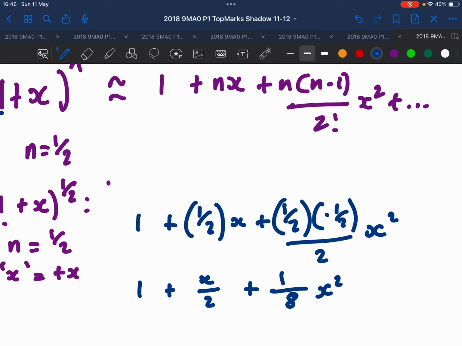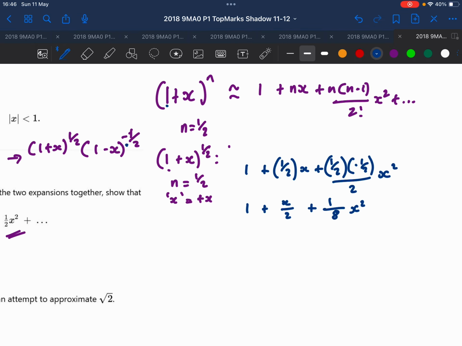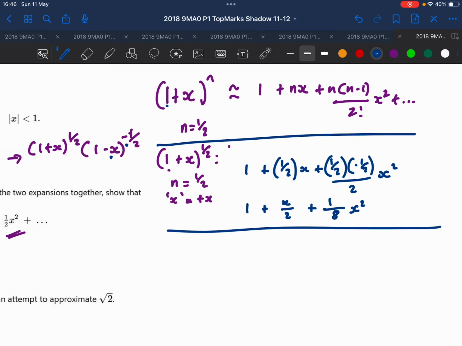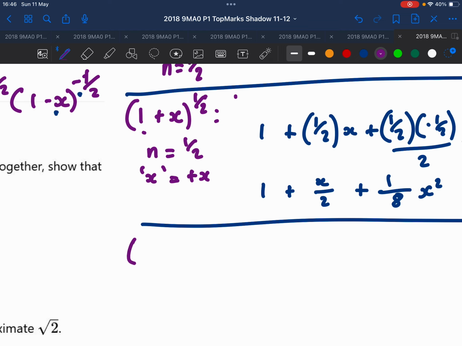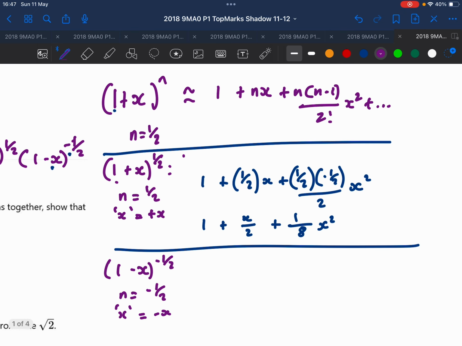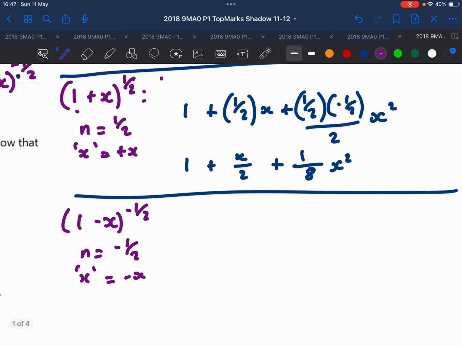Okay, so we're going to do the same now with the other result. And on the other result, n is minus a half, and there's a minus x. So those are two things that we need to look out for. So let's do that one now. For this one, when we do 1 minus x to the minus a half, the n value is minus a half, and the x part is minus x. If you're wondering why I'm doing this x part here, we talked about this in a previous video, but it's just the way that this formula is written. It means the thing that is in the position of x here.